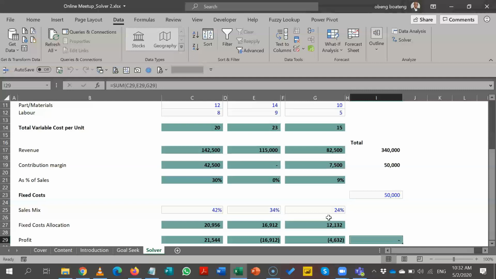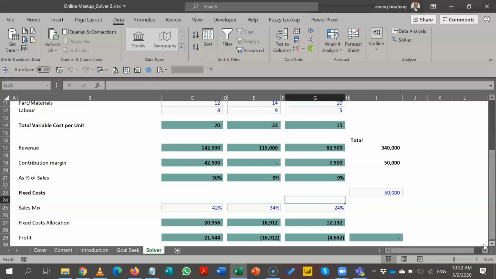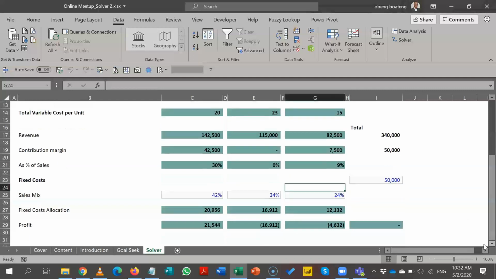So what it means is that we need to go back to the drawing board and put in some constraints. Can anybody suggest the constraints to add so that this, that, and that should not return negative numbers? Any suggestion? What constraint can we add?